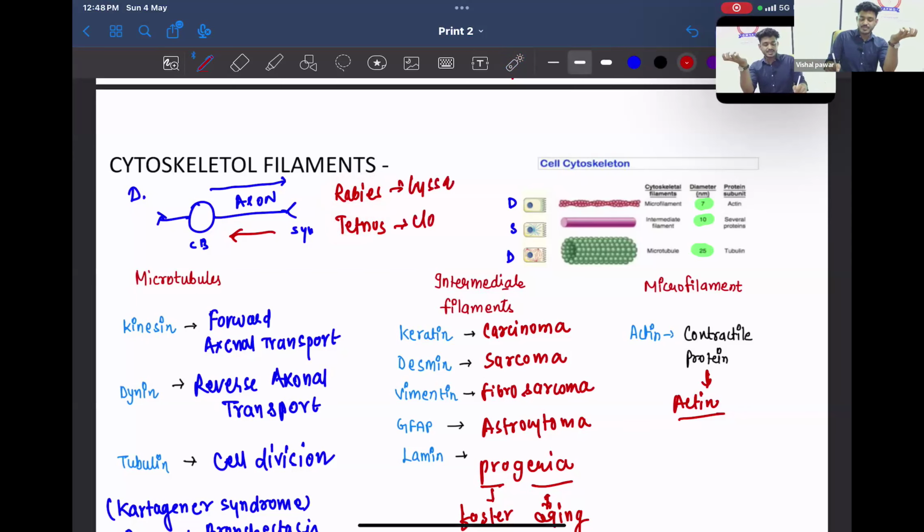Clostridium tetani is a spore-forming bacteria, and these spores are present in the soil. You are driving a bike, you had an accident, and that soil comes in contact with your body. Spores are an unfavorable form, and when they come in contact with the blood, they get activated.